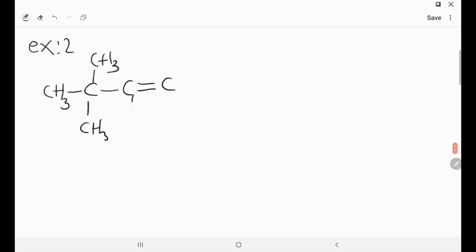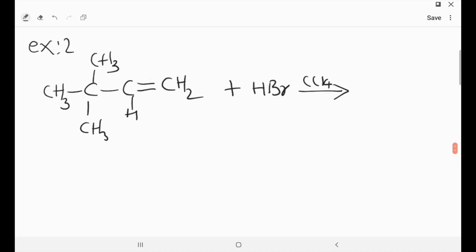Example number 2. Let's check example number 2. Suppose you are given something like this: CH3, C, CH3. Here one more CH3 is here. Here C double bond C, one H is here, and here CH2. Now in this particular molecule you want to add HBr in the presence of CCl4, carbon tetrachloride. So again, dear students, what will you think?